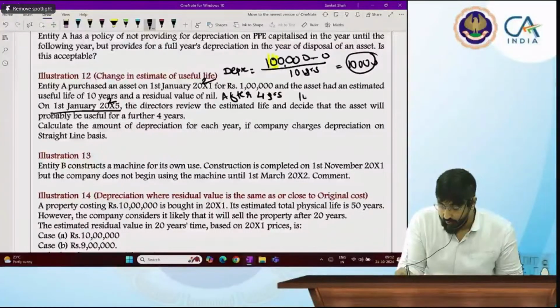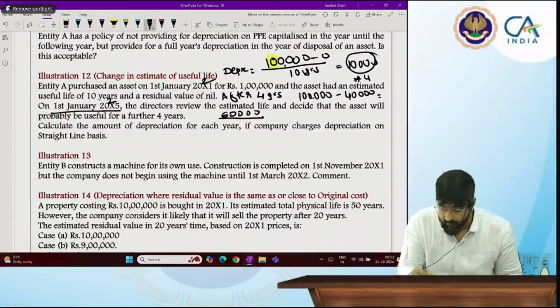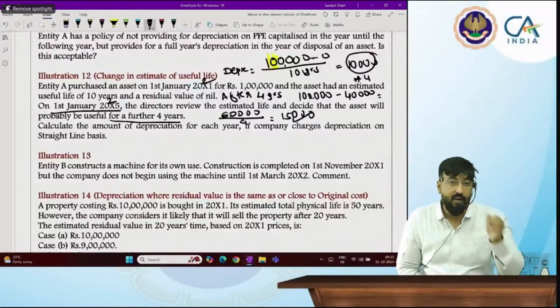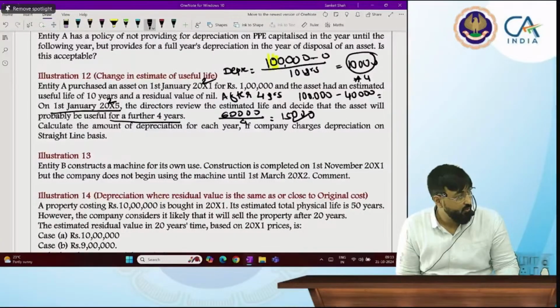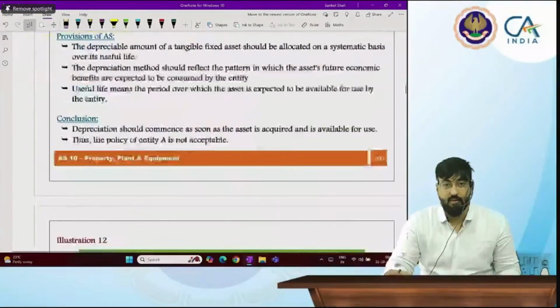So what will be the value of the asset? 1 lakh minus 10,000 into 4, 40,000, so 60,000 rupees. Entity A estimates the asset will last for further 4 years, not 6 years. So 60,000 divided by 4 is 15,000. This is called re-estimation. Yes, sir. So your first 4-year depreciation is 10,000, and after that the next 4 years depreciation will be 15,000. Say yes or no? Yes, sir. Check the answer.